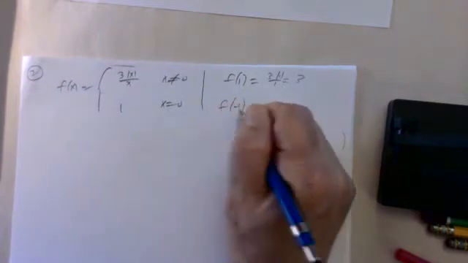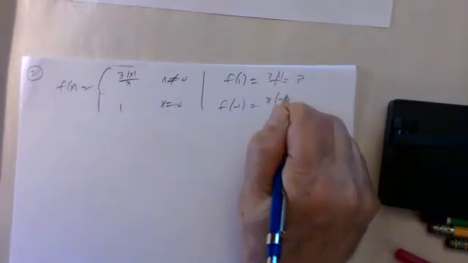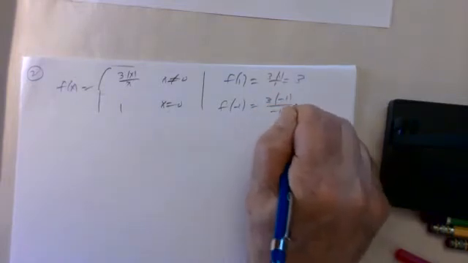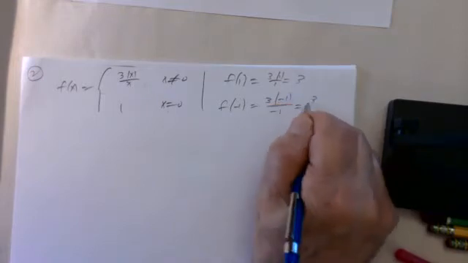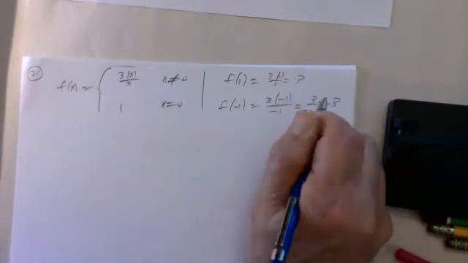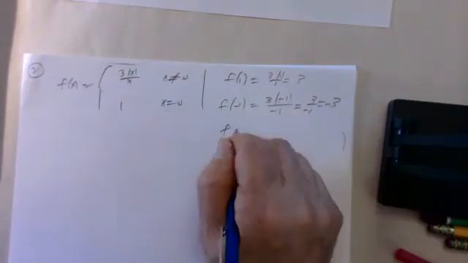What is f of minus 1? It's 3 times the absolute value of minus 1 over minus 1. The absolute value of minus 1 is plus 1. This is 3 over minus 1, or minus 3. And f of 0 is 1.